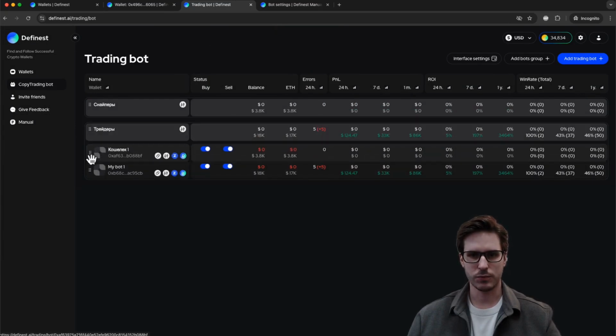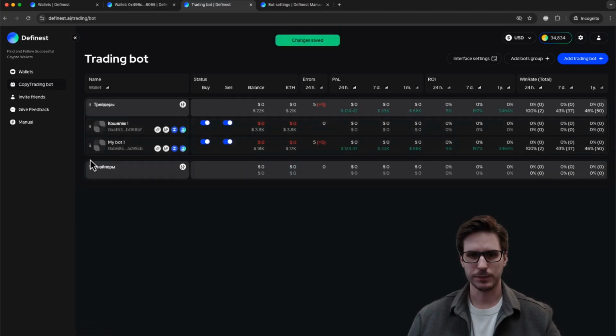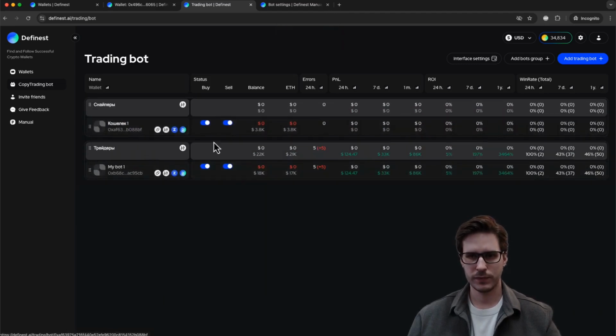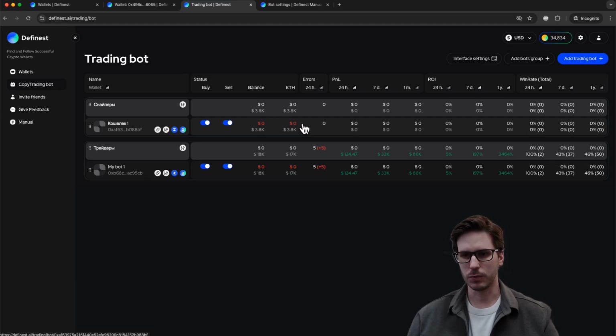At the same time, all the indicators will be summed up inside the group. Let's see what's in. We can also change the groups. So now all the indicators are at 0. We see that the balance of our wallet is marked in red. This means that we do not have enough money to buy. We need to replenish our wallet.